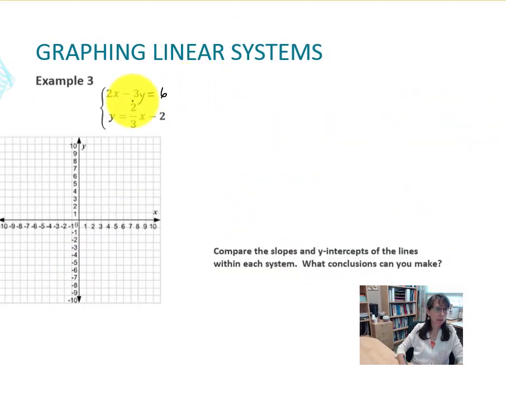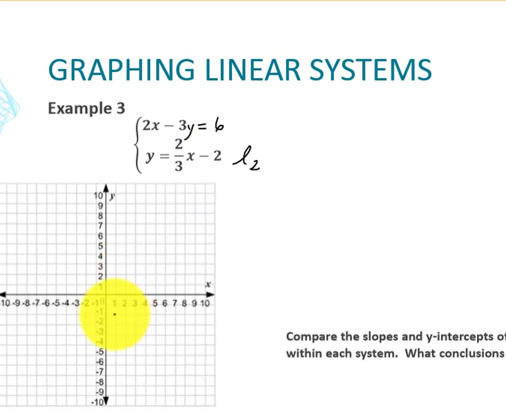All right, in this next example, we have 2x minus 3y equals 6, and y equals 2/3 x minus 2. Now you may notice that this second line already is in the slope-intercept form. So we might as well go ahead and just graph this to start with. Y-intercept is negative 2, and from there we can see that the slope is 2/3. So we're going to rise 2 and run 3. And we'll draw that line.